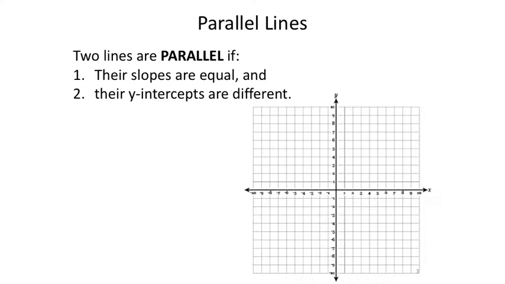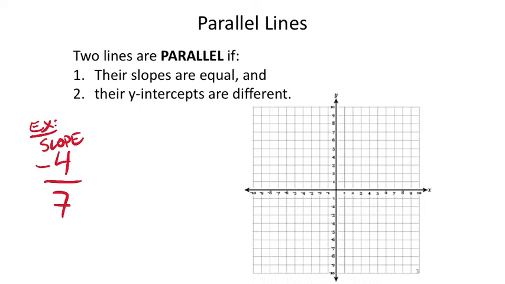So parallel lines, we know that the slopes are exactly the same. They're going to be equal. So if you end up with a slope, let's say, just as an example here, let's say you had a slope, we'll call it -4/7, okay?